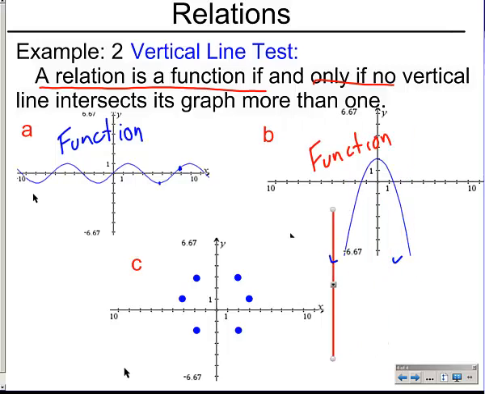Let's go down to C. As I move this across, it touches once there, but as I come over here, you'll see that we have it crossing twice. That's one x matching two different y values. That's not a function, and that's enough to call it not a function, but you can see over here it also touches the graph twice. So this is not a function.